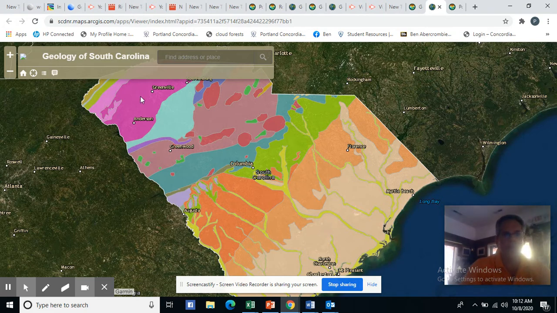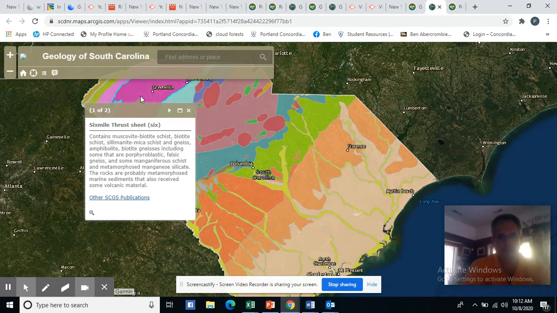We're going to go below that. Below that, this is the Greenville sheet. What you're going to see here below the Greenville, it's really not a sheet. It's a lot of hilly regions that have a lot of different mixes of rocks. Manganiferous schists, metamorphosed manganese silicates, metamorphosed marine sediments that received some volcanic material.